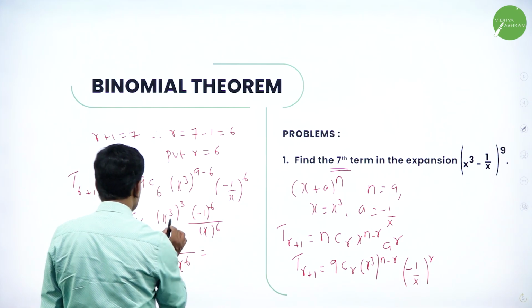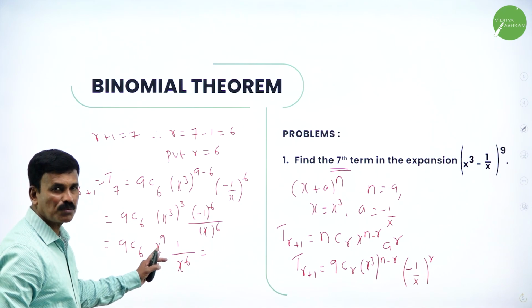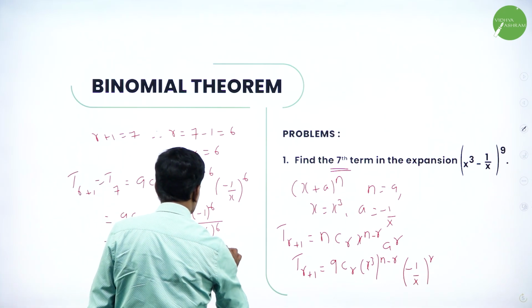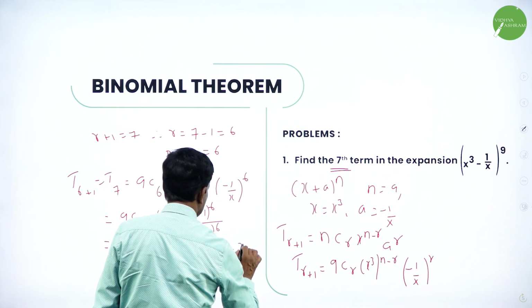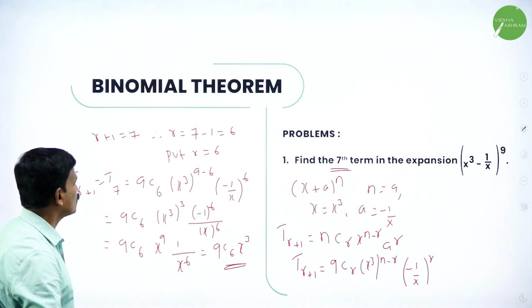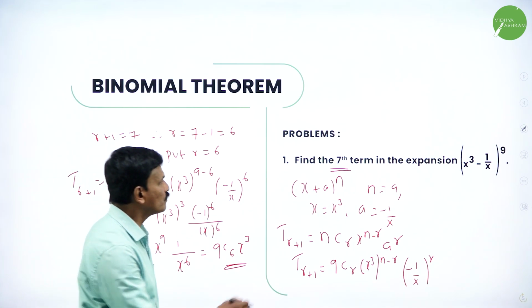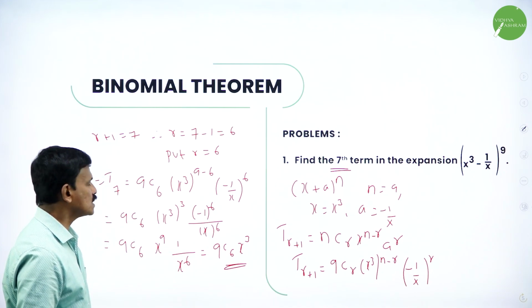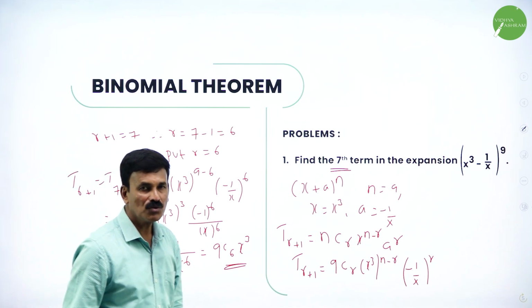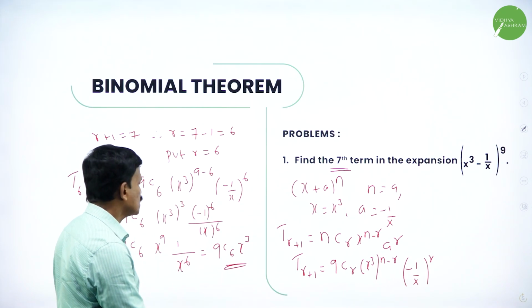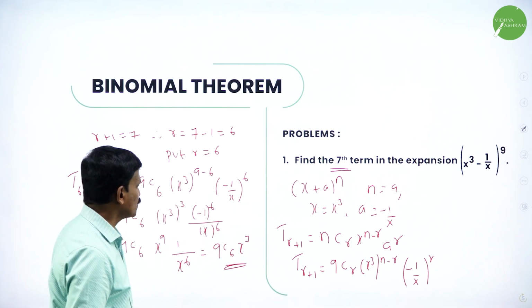By the law of indices, x^9 by x^6 is x^(9-6), which is x^3, so that is 9C6 x^3. If you simplify, you will get the answer. That's it. So the 7th term in the expansion of (x^3 - 1/x)^9 is 9C6 x^3. If you want, you can simplify this 9C6, or you can stop here itself for 3 marks.